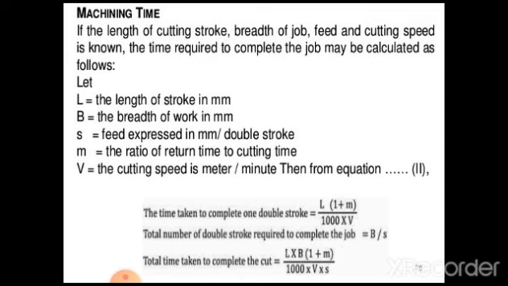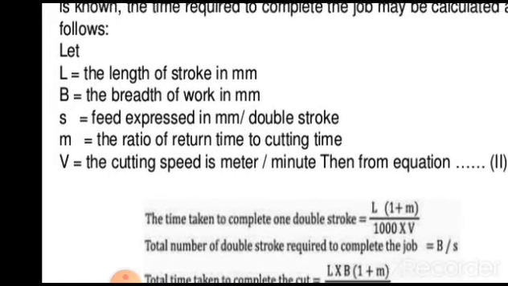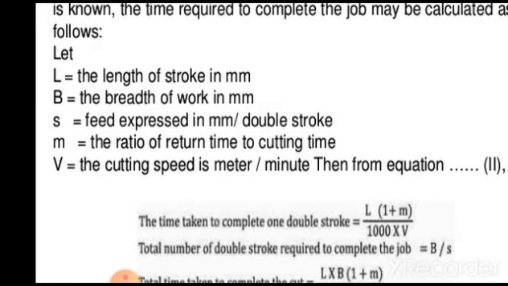If the length of the cutting stroke, breadth of the job means width of the job, the feed and the cutting speed are known, the time required to complete the job may be calculated as follows. See here clearly, L is the length of the stroke in millimeters. B means width of the work in millimeters. S is the feed. Sometimes we use S and sometimes we use the small f. Both have the same meaning. S is the feed expressed in millimeter per double stroke. M is the ratio of the return time to cutting time. V is the cutting speed in meters per minute.